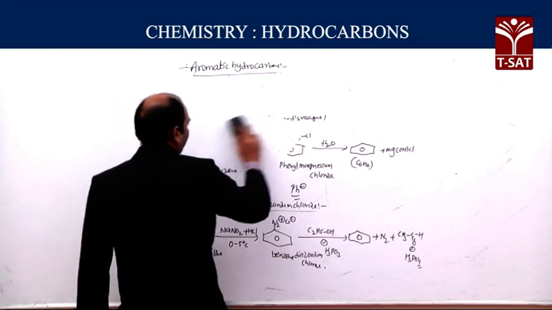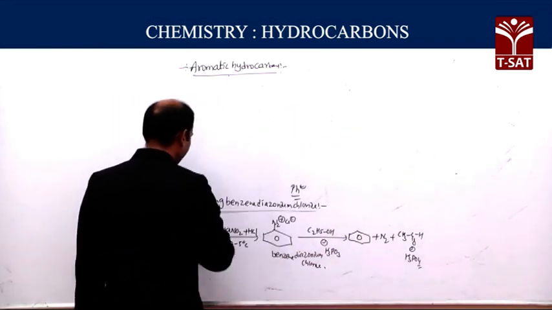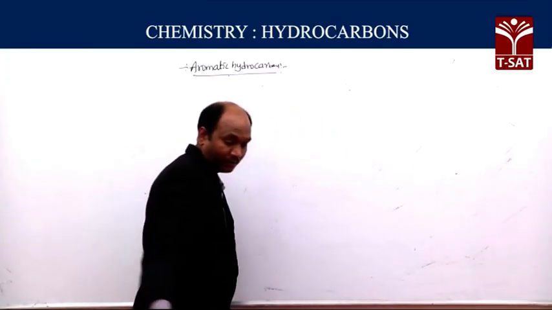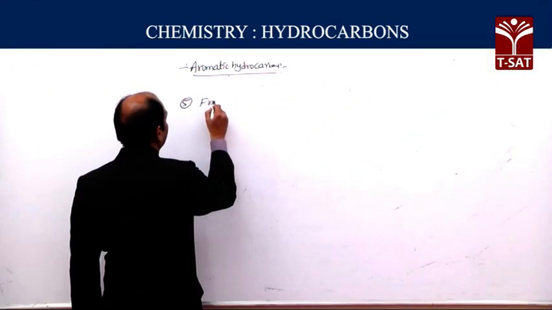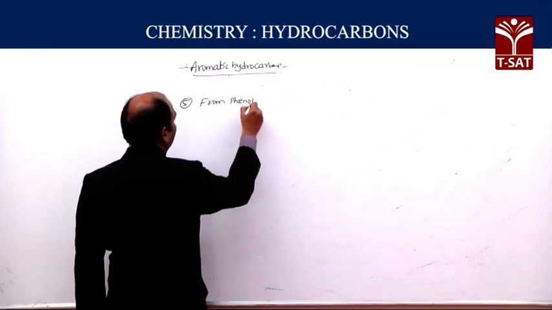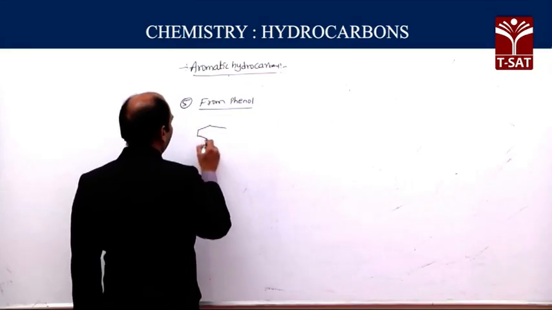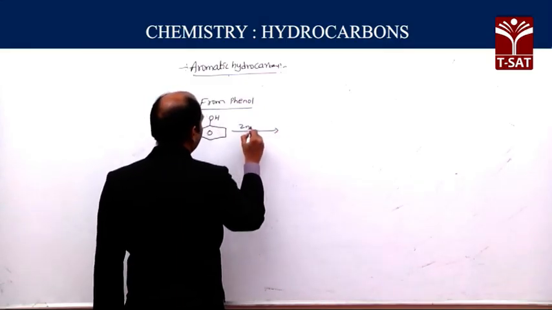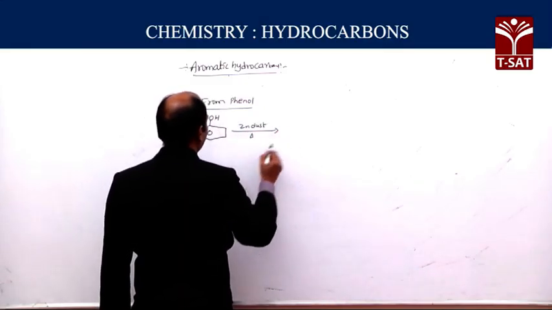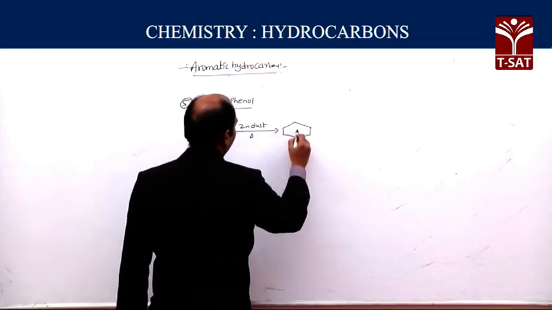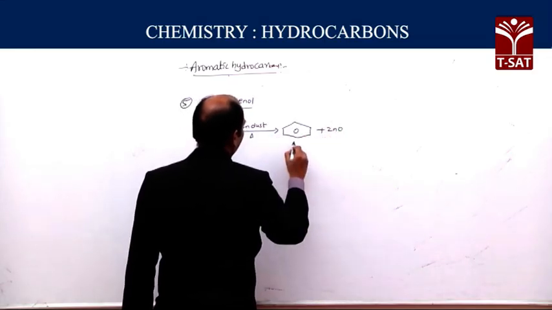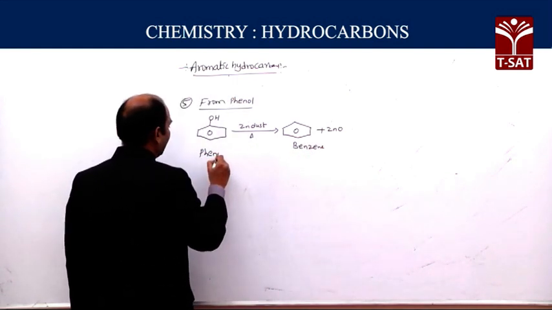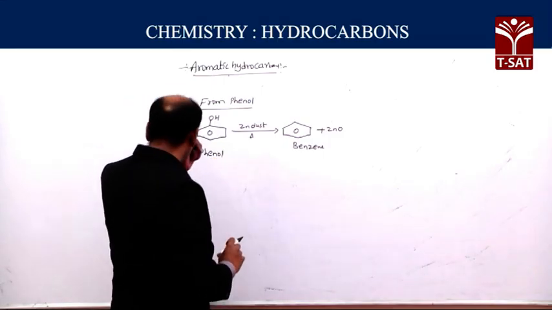Next, the fifth one, is from phenol. When phenol is heated with zinc dust, we get benzene plus ZnO. This is benzene, and this is phenol. Phenol is heated with zinc dust to give benzene.